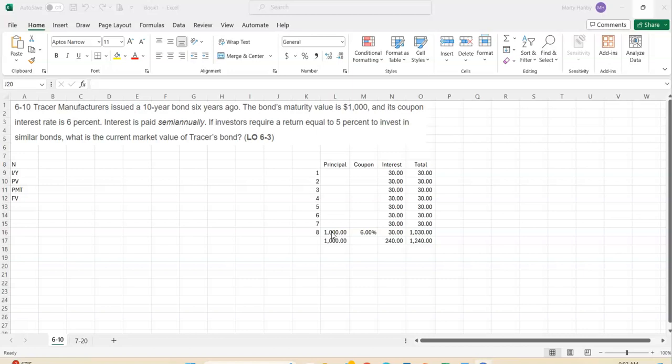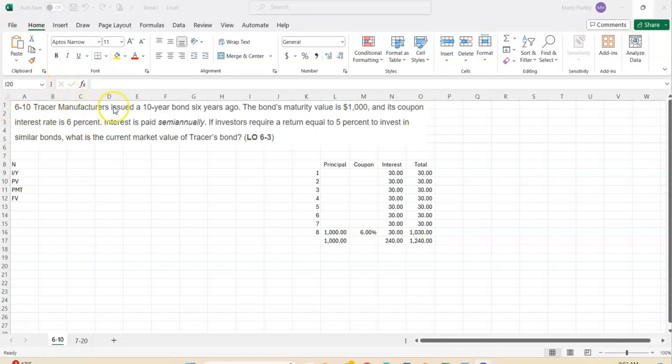Those all refer to the same thing. In this case, it's $1,000. So plus, we're also present valuing the coupon payments. So we're going to use both the payment and the future value register for our cash flows. I've created the debt service schedule for this bond.